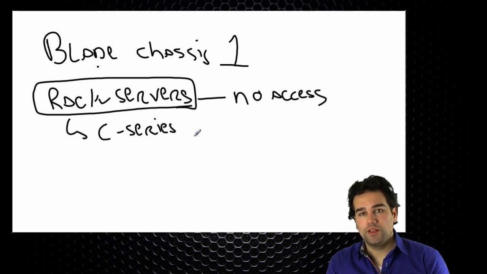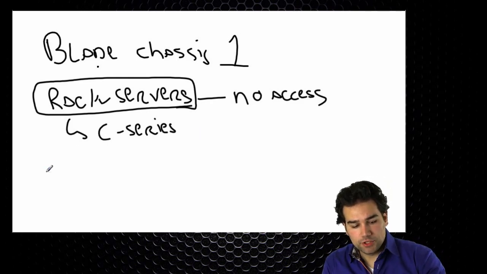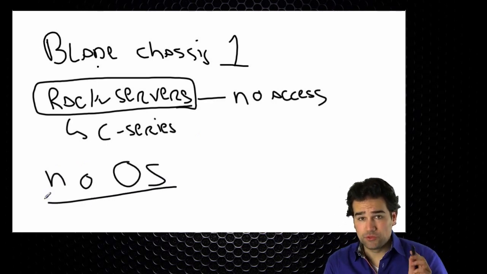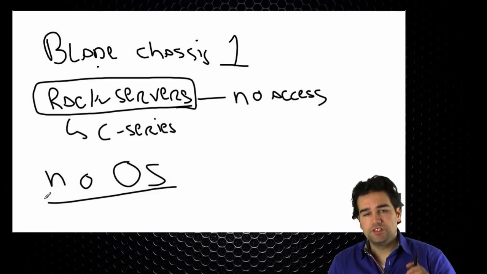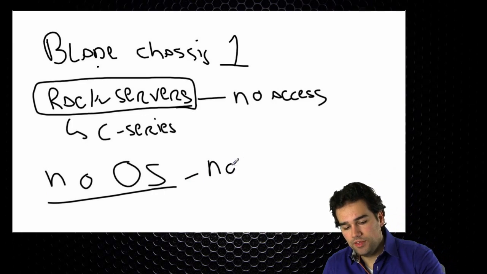So that's a very important thing to remember. No access to the rack servers, only towards the blade servers. And also for the blade servers, you have no access to the operating system. It runs an operating system, probably VMware ESXi, but you will not have access to ESXi. So there's no VMware in the CCIE data center test.